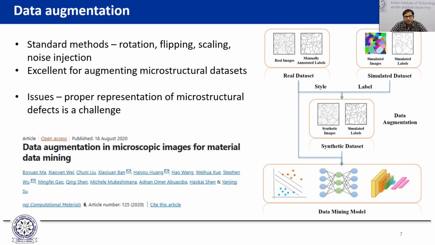In terms of increasing the volume of your data by doing data augmentation, the standard methods would include rotation, flipping, scaling, or maybe injecting some noise artificially into your data. So this would be actually a very nice way of augmenting the microstructural data sets, because all you need to do is come up with some sort of a rotation for the microstructures, maybe add some noise in the microstructure and so on.